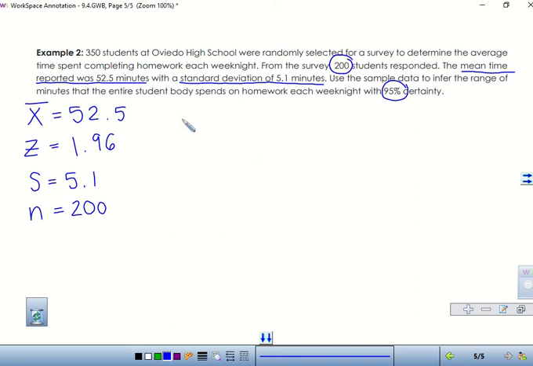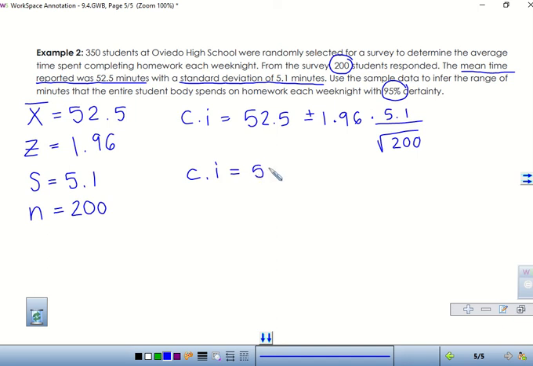So from here we'll set up our confidence interval, our CI. And our confidence interval is equal to X bar, 52.5, plus or minus Z, times S, over the square root of N, which is 200. When I do this math in my calculator, I'm going to end up with CI is equal to 52.5 plus or minus 0.71.